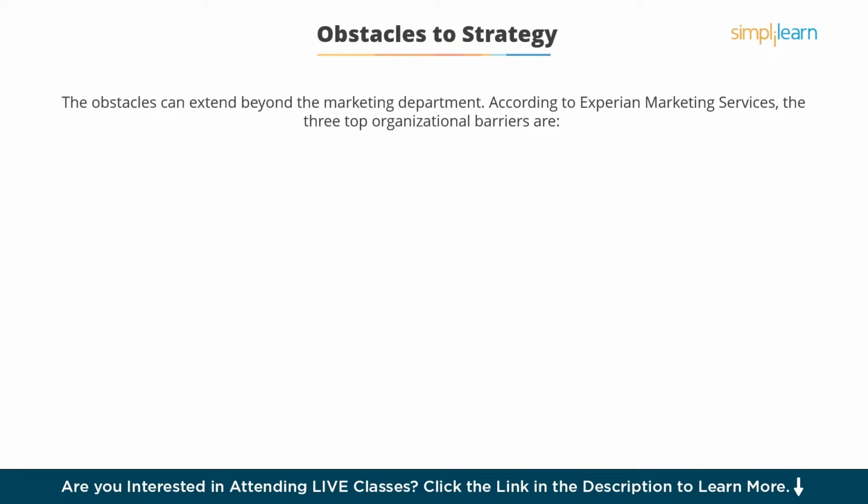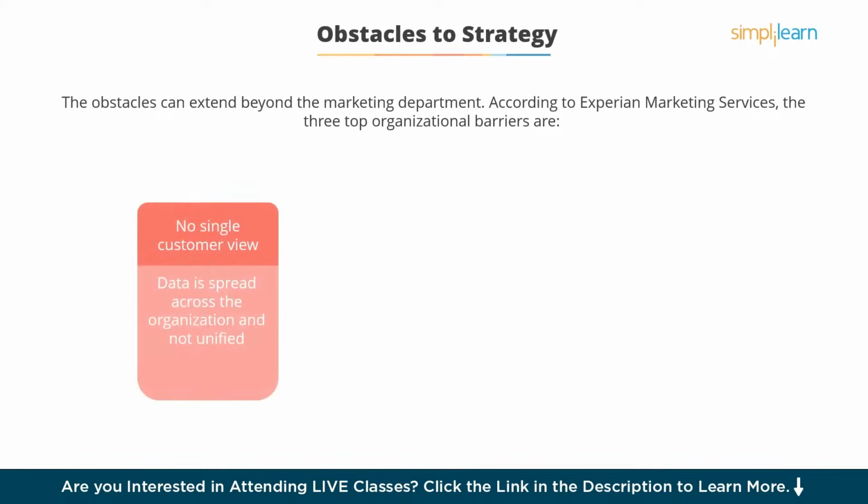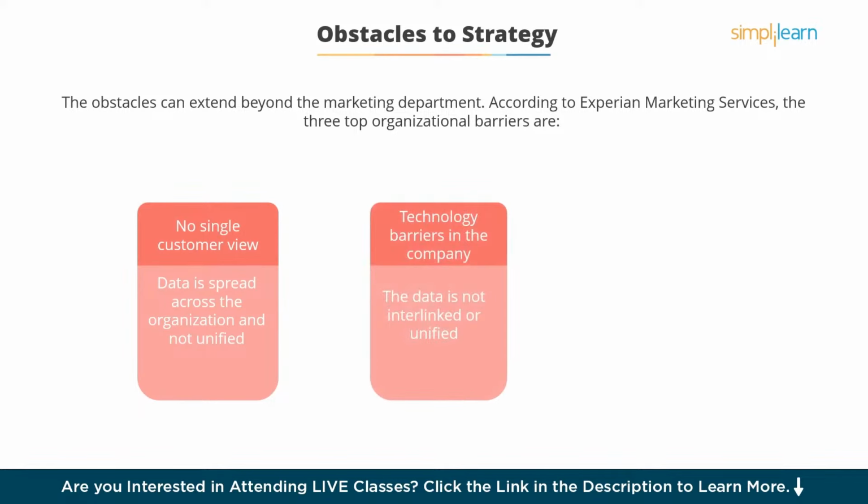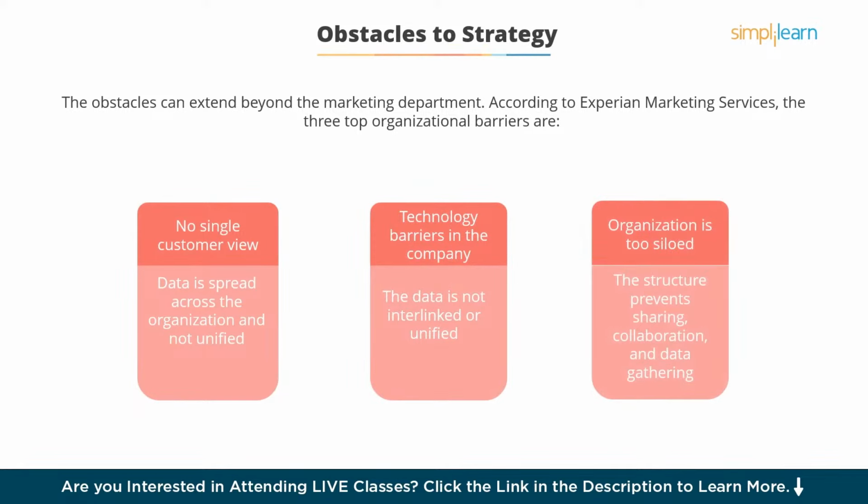Experian Marketing Services published a survey that identified the top 3 organizational barriers. First, no single customer view. Data is spread across the organization and not unified. Second, technology barriers in the company prevent interlinking or unification of data. And third, the organization is too siloed. The structure prevents sharing, collaboration, and data gathering.